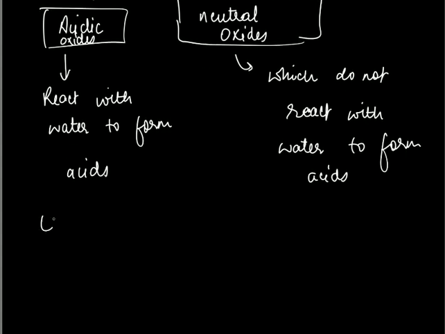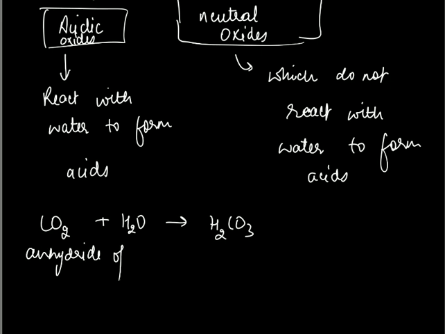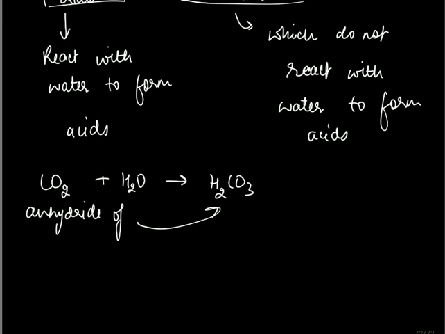So, we'll take this example, carbon dioxide reacting with water to give you carbonic acid, H2CO3. So, we even call this carbon dioxide the anhydride of carbonic acid. So, what's an anhydride of carbonic acid? What's an anhydride? Anhydride means without water.